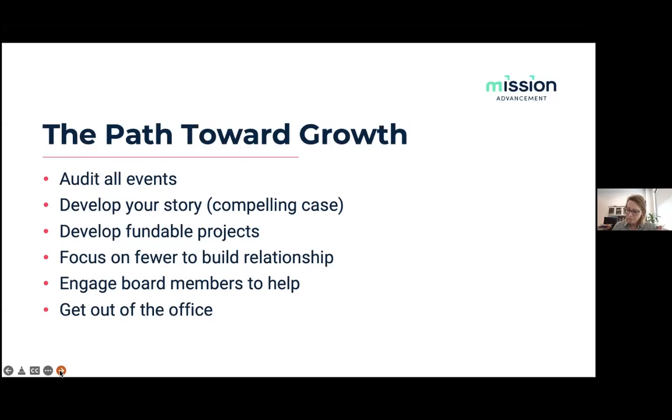And then last, get out of the office. Thankfully, we can do that. Hopefully, everybody's doing that more today, and this summer will just get better. But sitting behind a desk is not the most effective way to build relationships and raise money. So if your development team is not getting out of the office on a regular basis, you need to probably be asking why and figuring out how to flip where some of that time and energy is going.